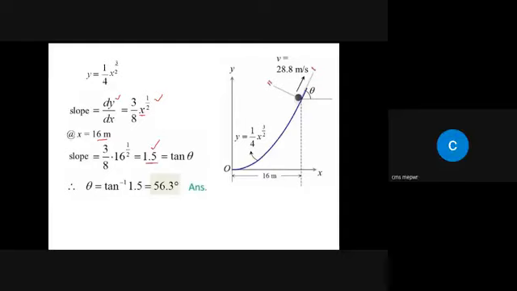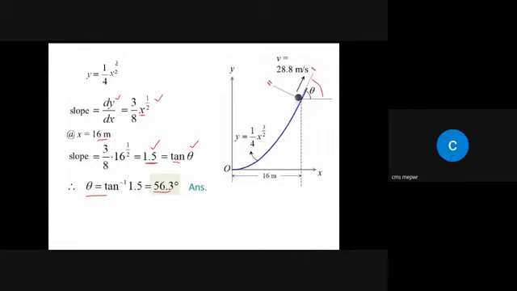So tangent theta, in other words dy by dx, is equal to 1.5, and we know that dy by dx is equal to tangent theta. So tangent theta is equal to 1.5. If you take theta on one side and tangent on the other side, you will get this angle, right? So the first thing is solved, which is basically the angle of velocity with the positive x-axis, right?